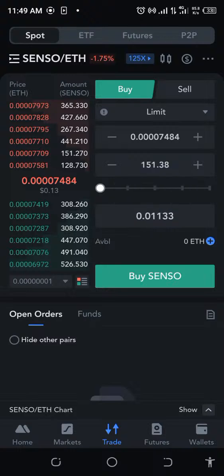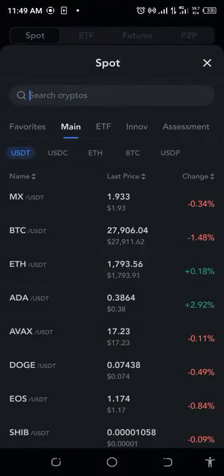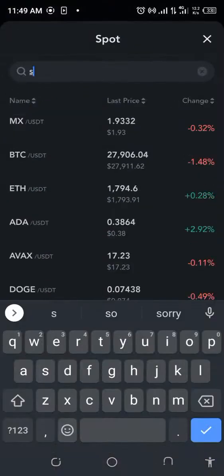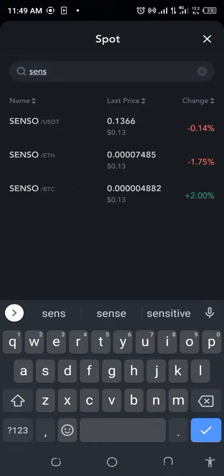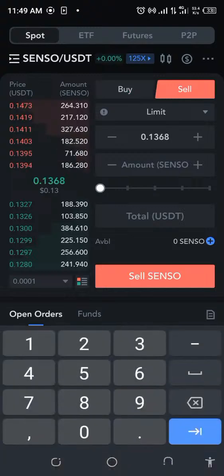Wow, looks like this is gonna work. Okay, well, let's go ahead and finish it up. Then you go to Senso USDT, and then we sell. Okay, wow, looks good. Looks good.